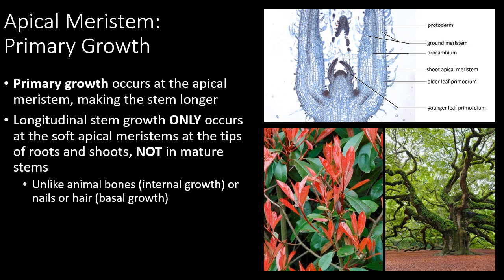And that's basically the reverse of what we see in plants. In plants, it's that new soft tissue at the tips of the stems that grows. Once the tissue has elongated, it no longer continues to get longer.